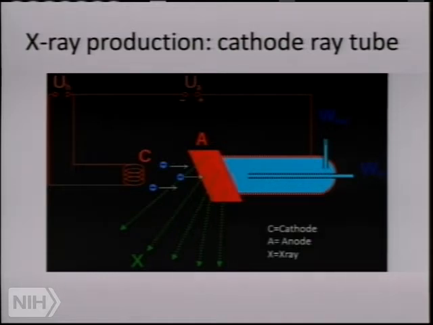A cathode ray tube is a coil of wires through which an electric current is passed, and very high energy electrons are released from that coil in a vacuum. Through magnetic force fields, they're accelerated towards this anode, which, as you can see, is angled so that the X-rays released from this anode are directed in a certain direction.